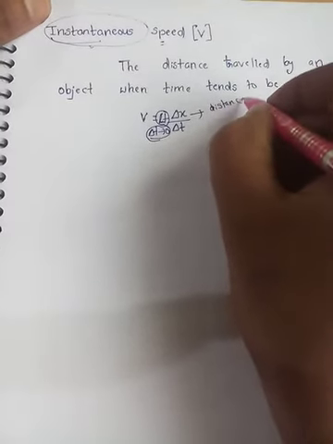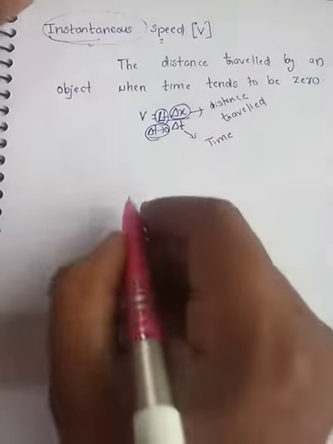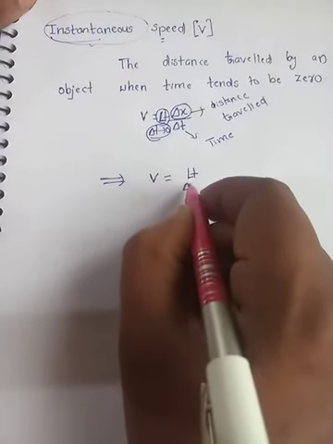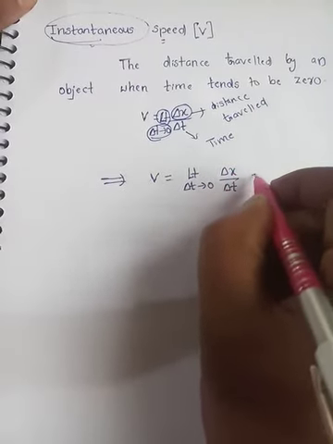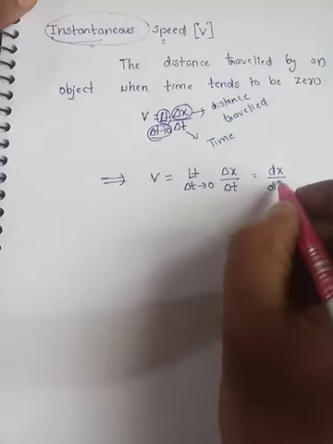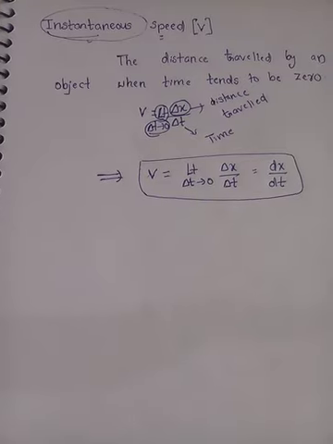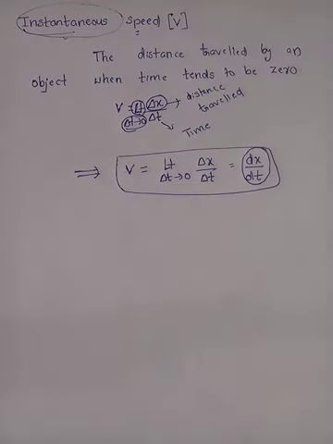The distance travelled in that small interval is called what? Delta x. This is the small change in time. So this can also be written as V equals limit delta t tends to 0 of delta x by delta t, which equals dx by dt. Regarding dx by dt, we will discuss in the next class. That is called the differentiation term.